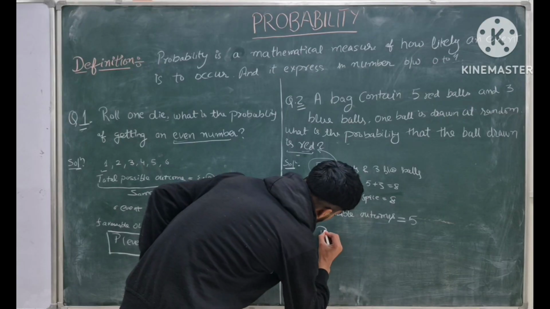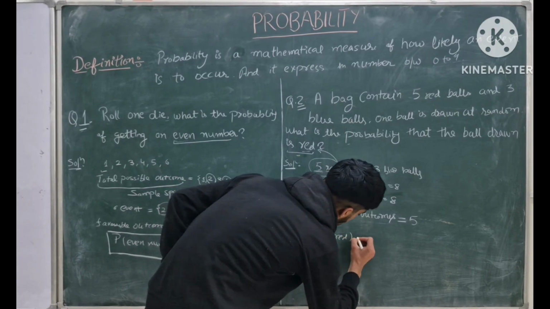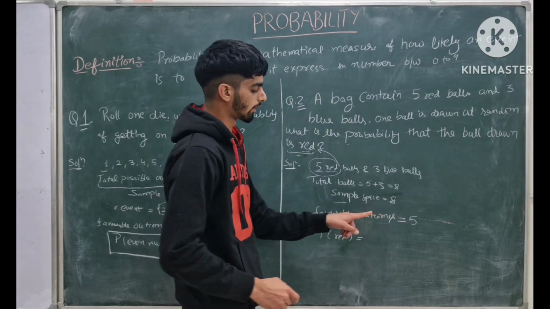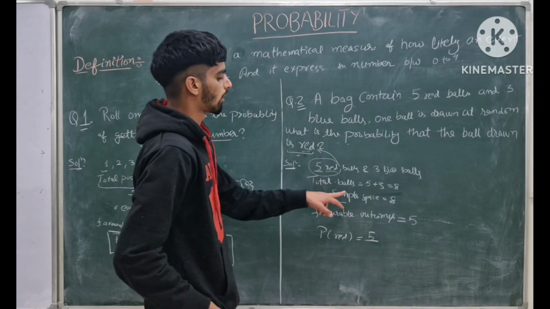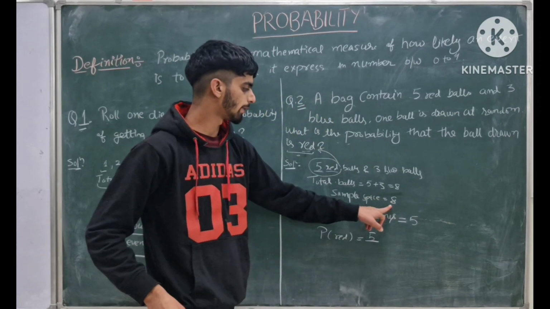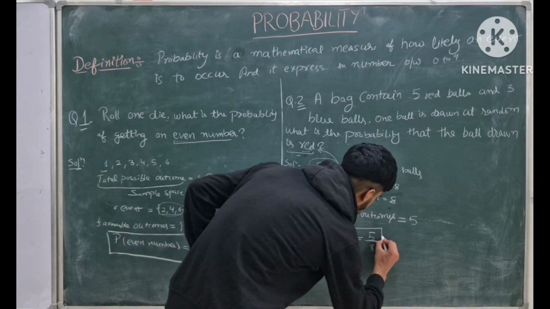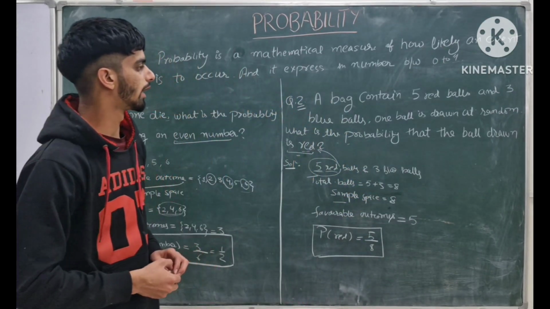So now apply the probability formula for calculating the probability that the ball is red. The probability of the ball being red is equal to the total number of favorable outcomes, that is 5, upon the total number of the sample space. We have a sample space of 8, so 5 upon 8. So this is the probability we get of getting a red ball.